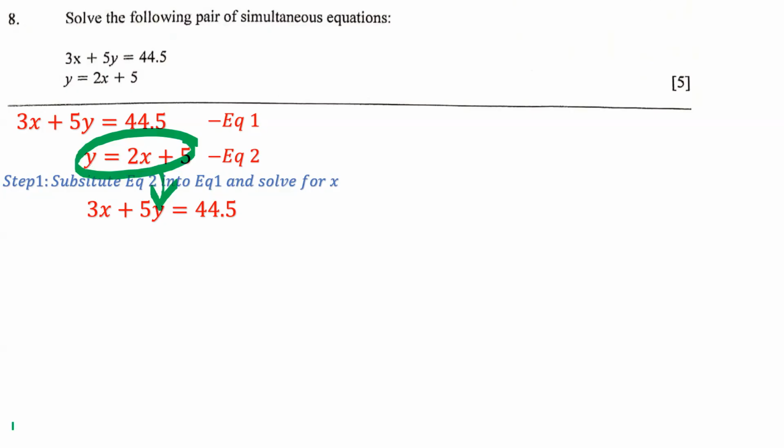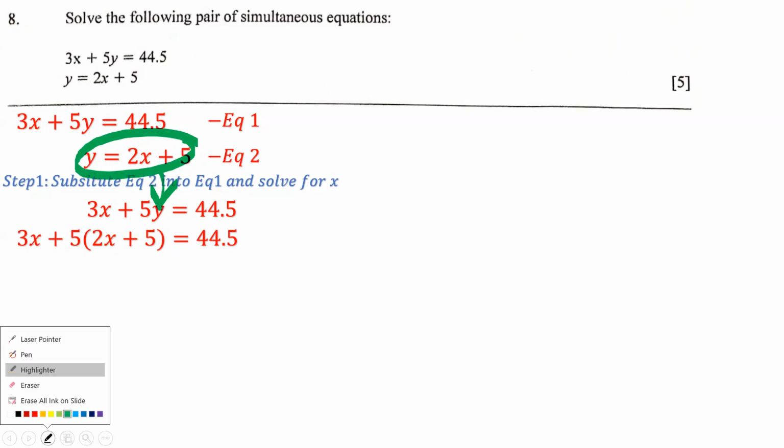All right, if we do that, what do we have? Well, we have 3x plus 5, open bracket, 2x plus 5, close bracket, equals 44.5. Now what are we going to do? Well, we're going to distribute. Definitely we're going to distribute. Let me show you the distribution. Let me erase this so we can actually see it.